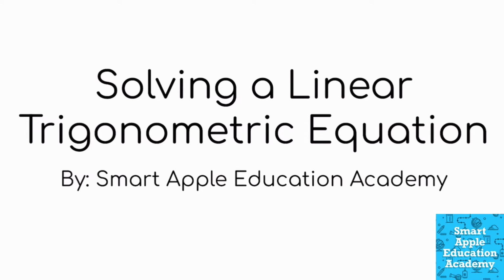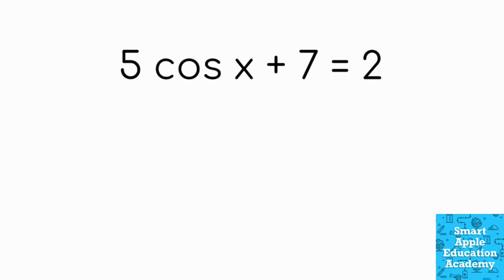Now, let's get started. The problem that we are going to solve is 5 cosine x plus 7 equals 2. We can solve this problem just like we would for a linear equation. So the first thing that we can do is subtract 7 from both sides to eliminate the 7 on the left side.